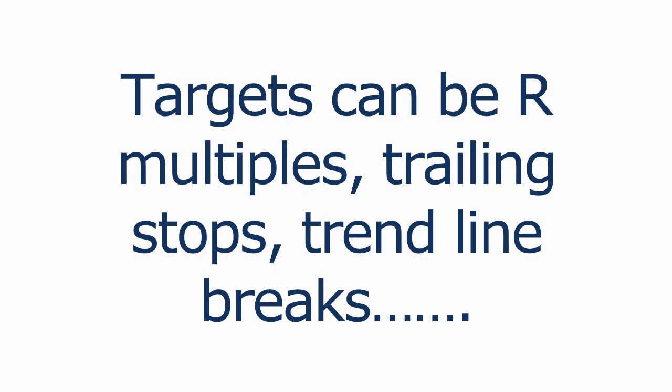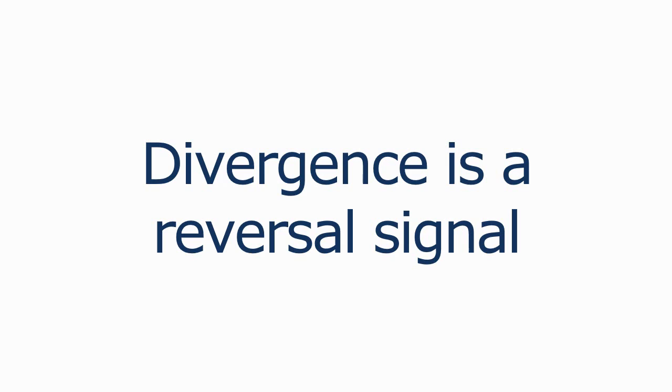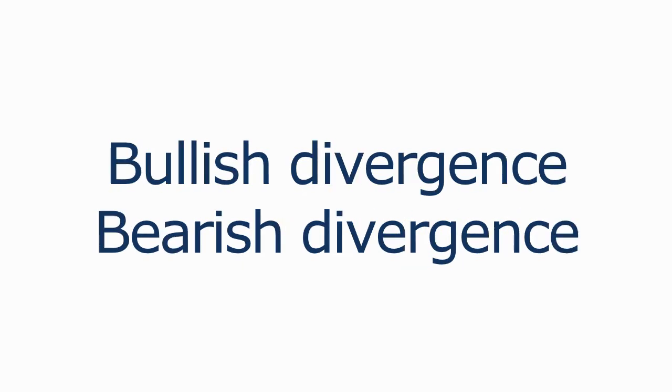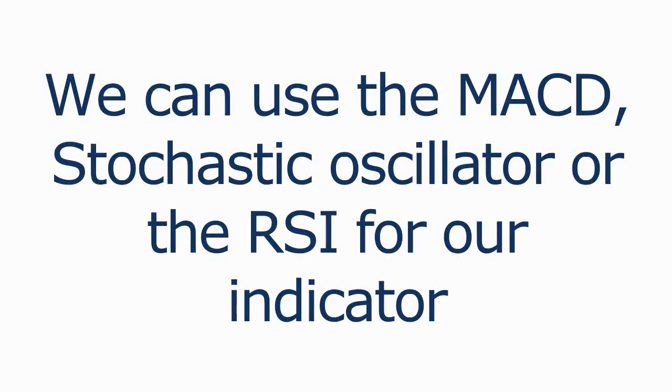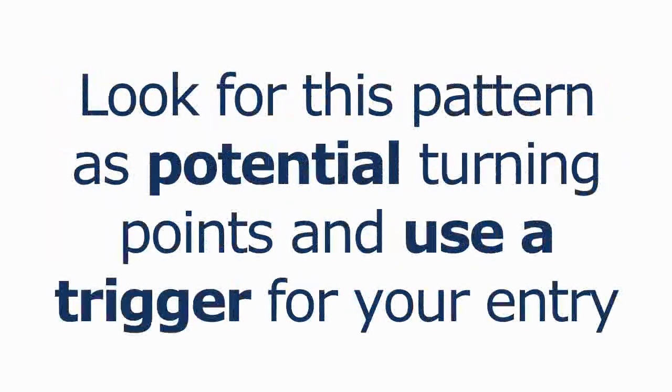Let's sum up what we covered. Number 1, divergence is simply a reversal signal that happens when price goes in one direction and the indicator goes in another direction. We consider 2 types. Bullish, when the price is moving down while the indicator is going up. The opposite is for bearish. We can use the MACD, Stochastics, or the RSI for our indicator, and look for this pattern as potential turning points. And make sure you use a trigger for your entry.